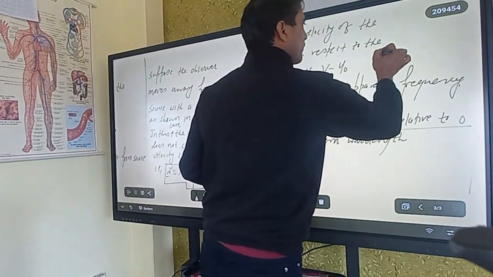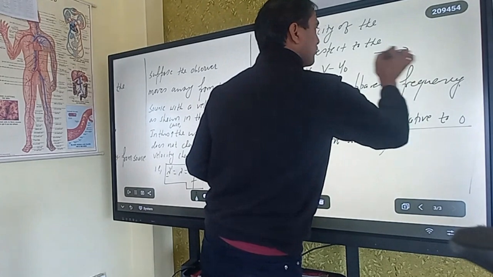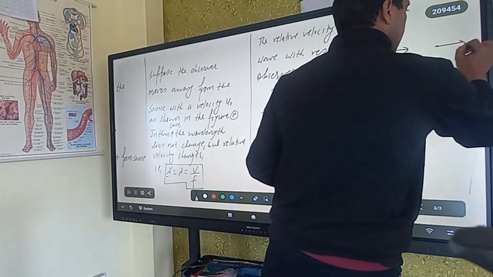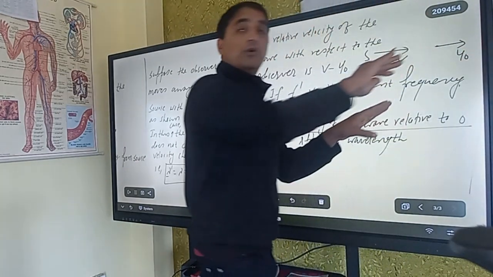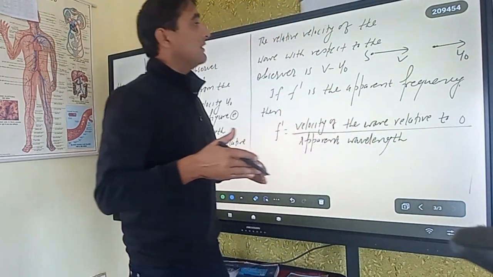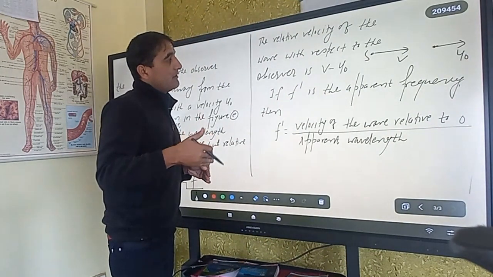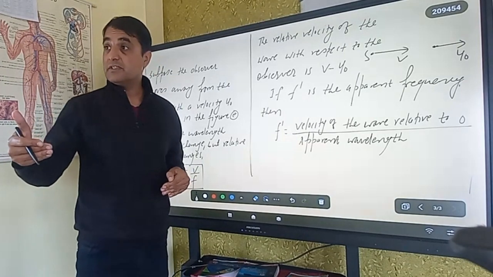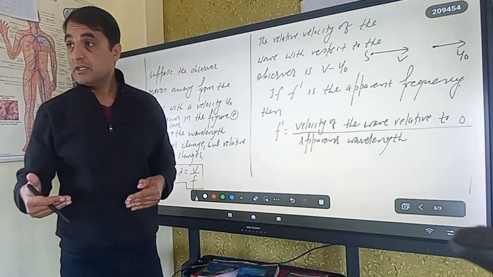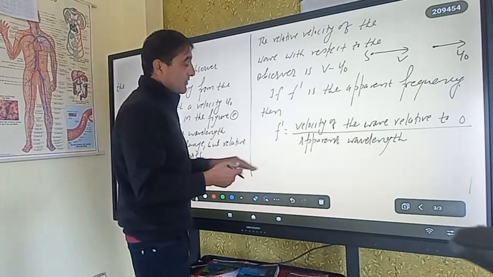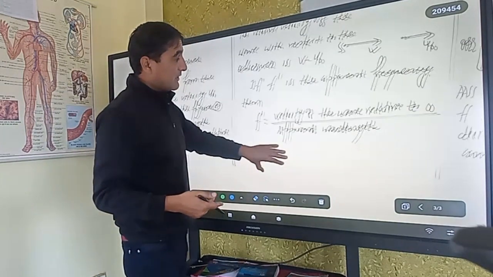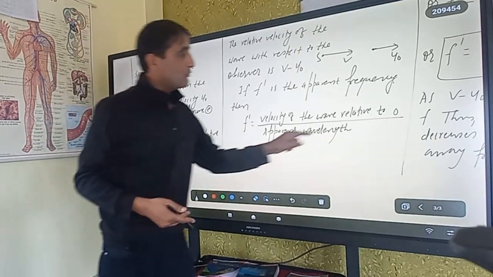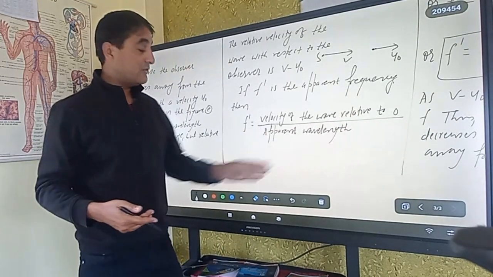How is this? The wave is going this side from the source with velocity v, and the observer is also moving in the same direction with velocity u. If their direction is the same, you write v minus u to find the relative velocity. For opposite direction, addition; for same direction, subtraction. If f prime is the apparent frequency, this is the common formula that we have been writing. And the velocity of the wave relative to the observer, you can write with observer instead of o.